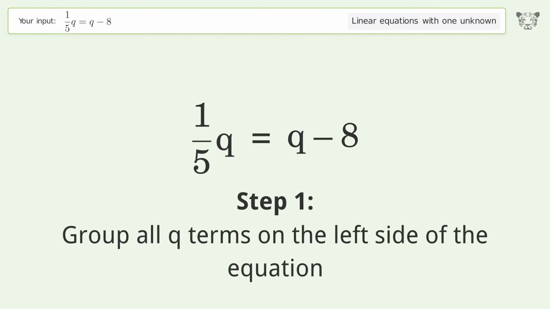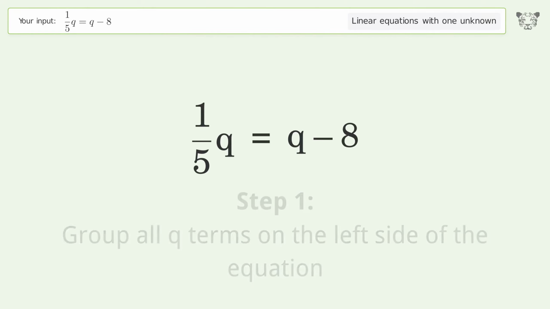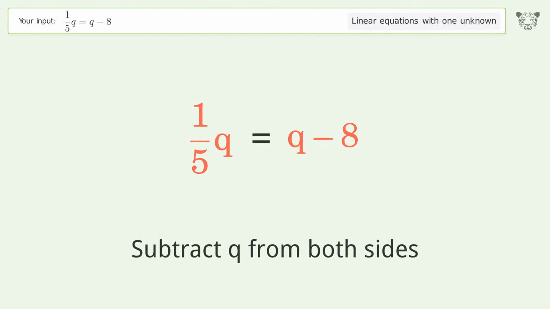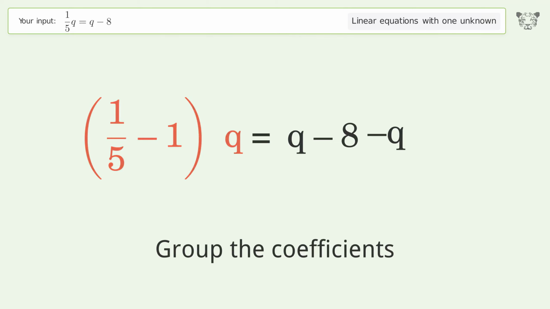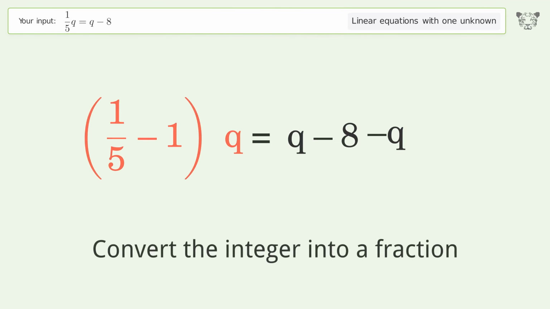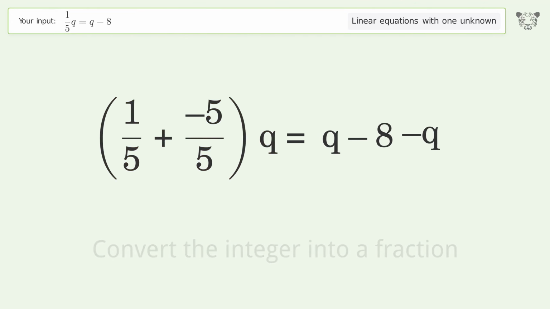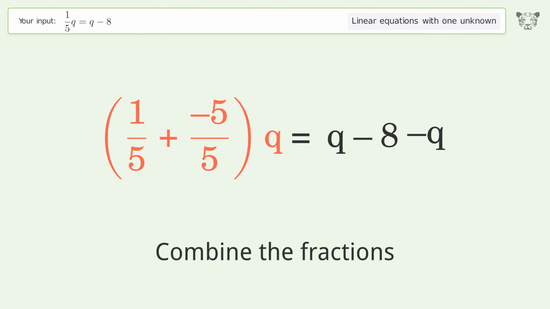Group all q terms on the left side of the equation. Subtract q from both sides. Group the coefficients. Convert the integer into a fraction. Combine the fractions.